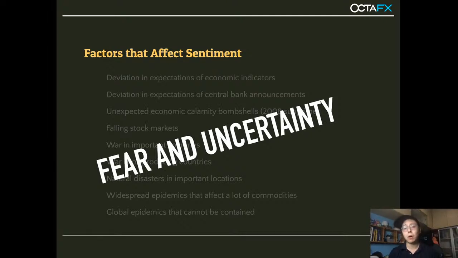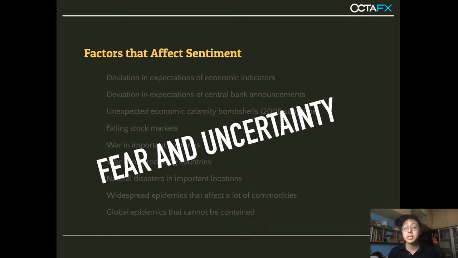Now, what about, let's say, the China-US trade war? That's also going to affect uncertainty. You do not know what's happening. When COVID happened, the first time of the outbreak, all economies started to lock down, close down.